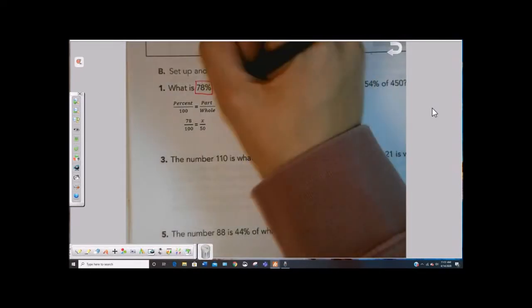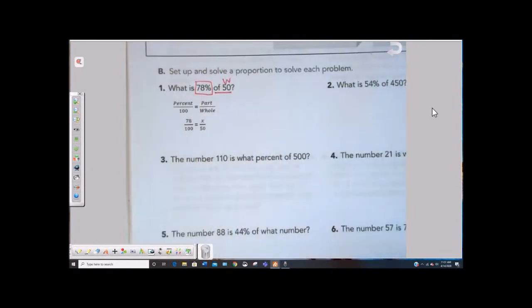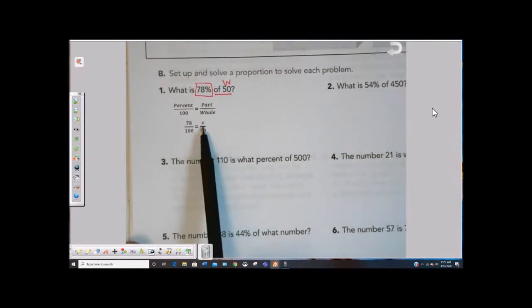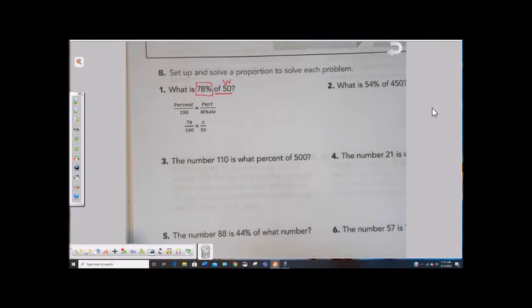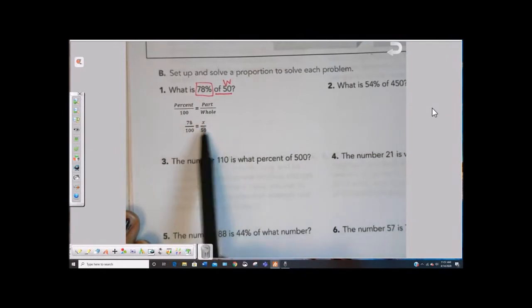So we have 78% of 50. "Of 50" means that it is the whole. So we're trying to find the part. So you have 78 over 100 equals x over 50. You can use p for part if you'd rather use that, but x is fine as well. And remember, percent is always over 100.